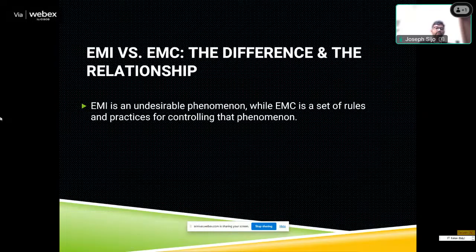And EMC is how effectively we can control the EMI. EMC means standardizing with some regulations to reduce the EMI, and also to avoid EMI interference with other devices and with the same device.